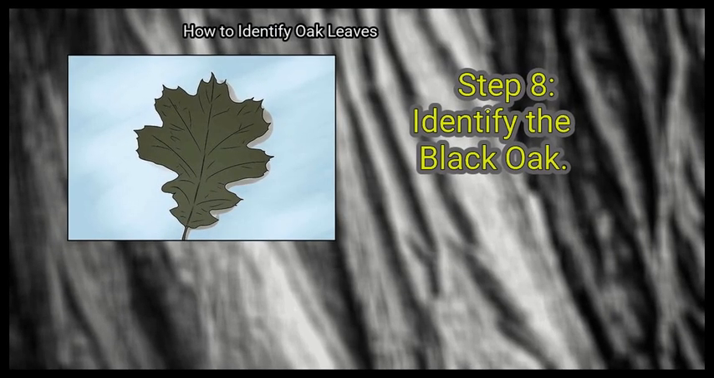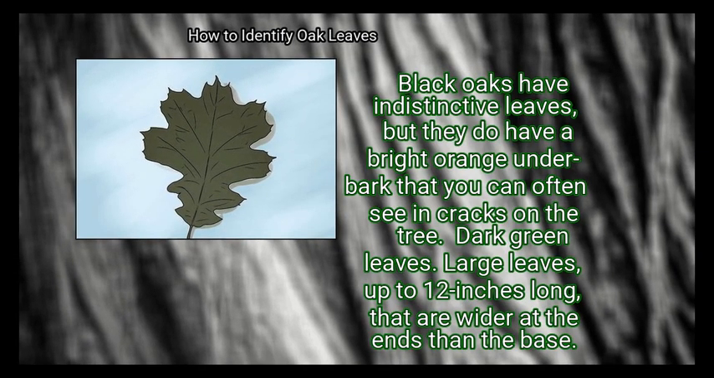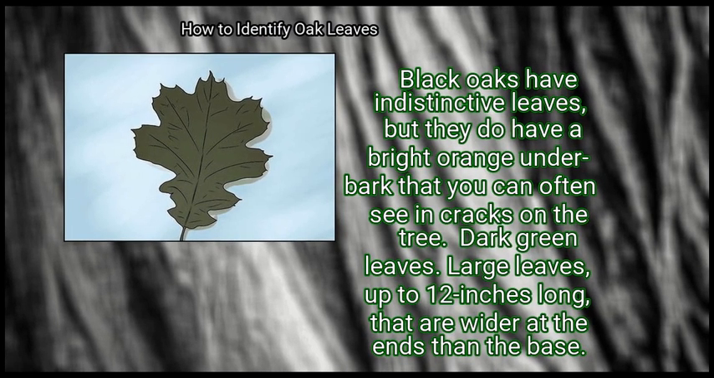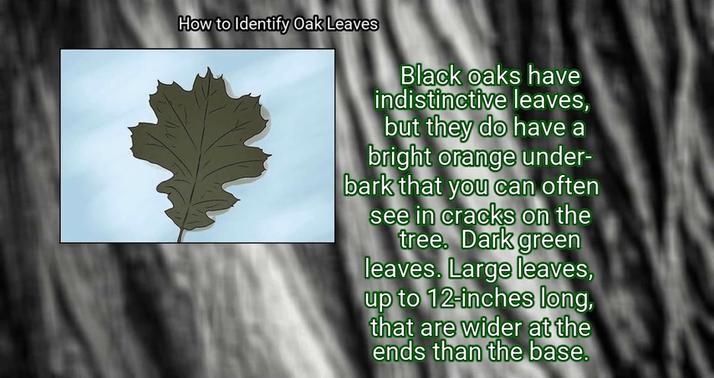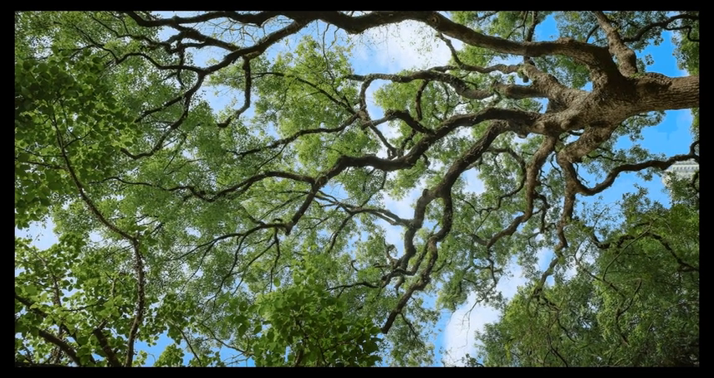Finally, identify the black oak. Black oaks have indistinctive leaves, but they do have a bright orange underbark that you can often see in cracks on the tree. Dark green, large leaves, up to 12 inches long, that are wider at the ends than the base. We hope it is useful to you.